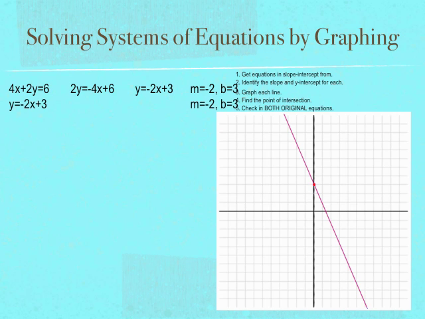How many times are they crossing? A whole lot of times. They're always crossing, so we have an infinite number of solutions. Okay, let's do another.